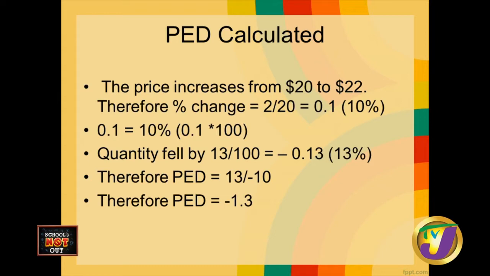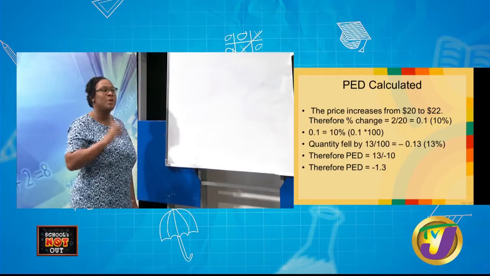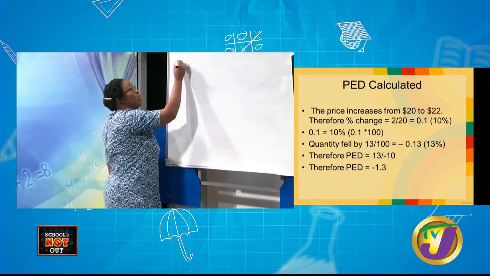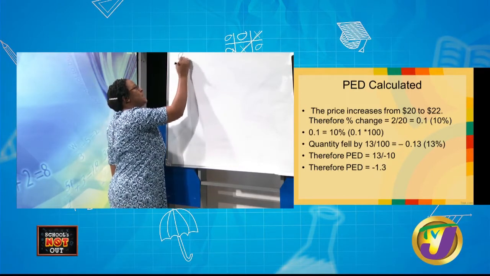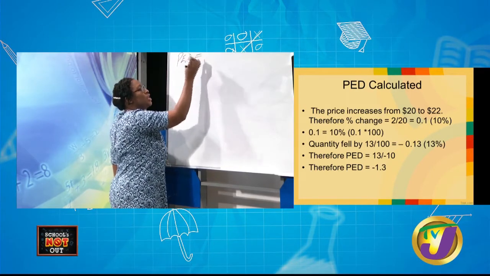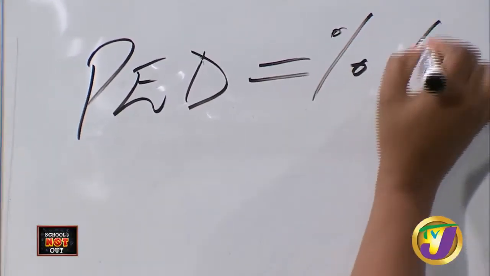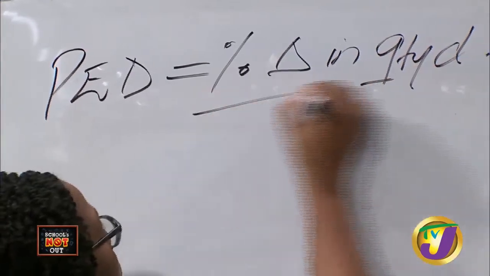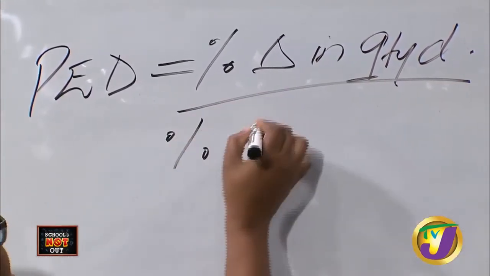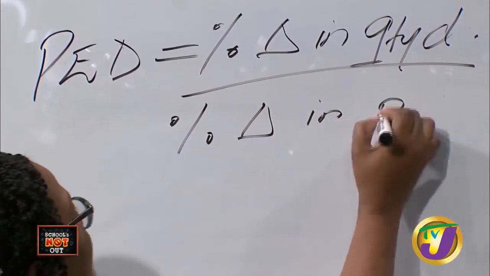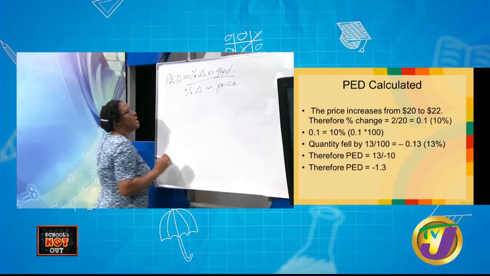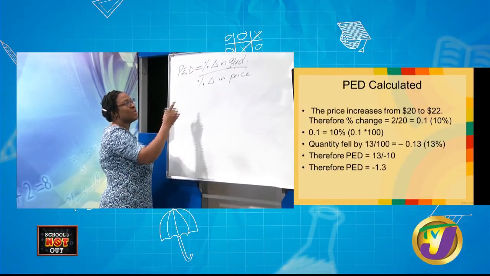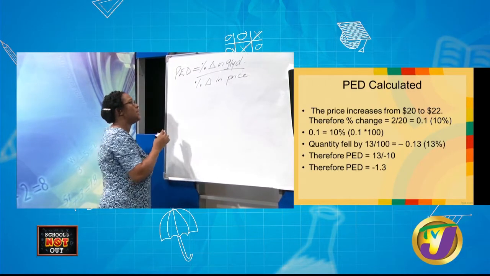I always say to my students, please put the formula so that you do not make the mistake and pick up the wrong figures. So our formula again, price elasticity of demand is equal to the percentage change in quantity demanded over the percentage change in price. Let's start with looking at the percentage change in quantity demanded.